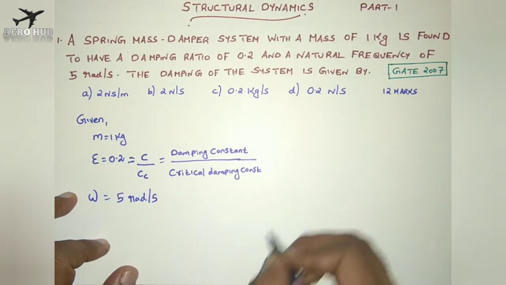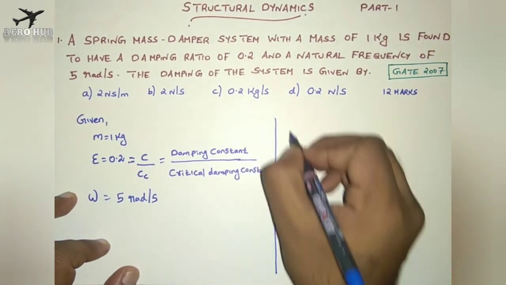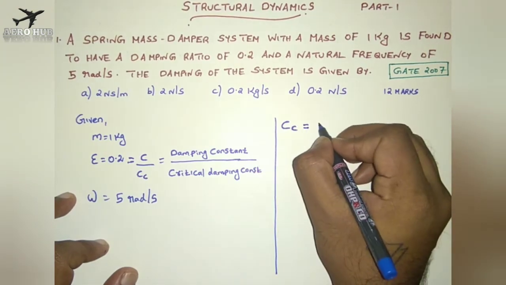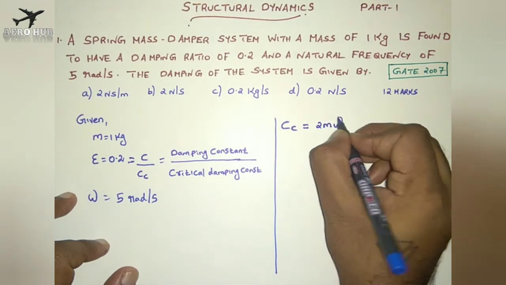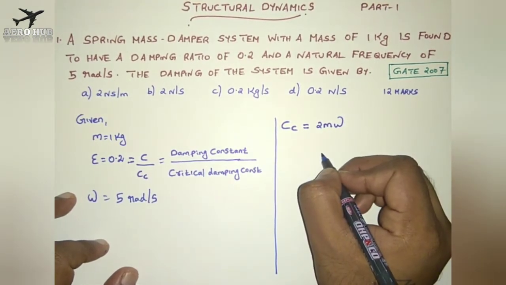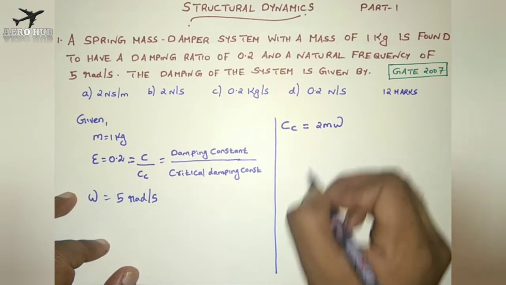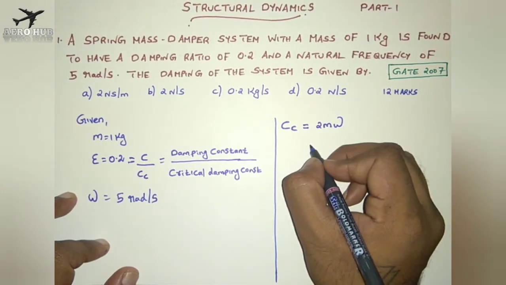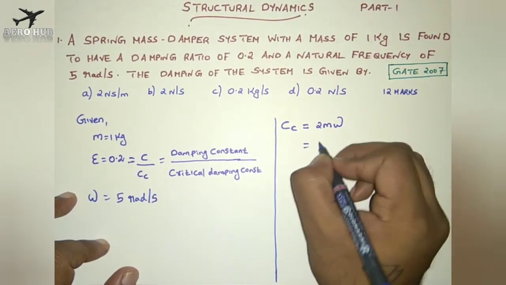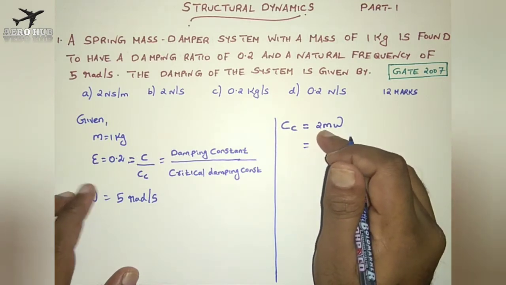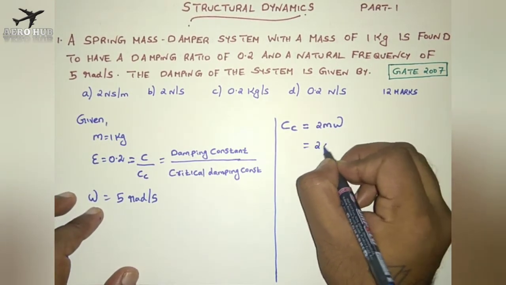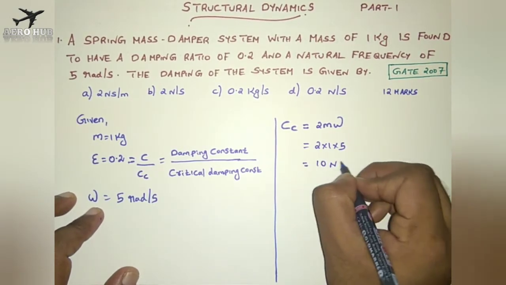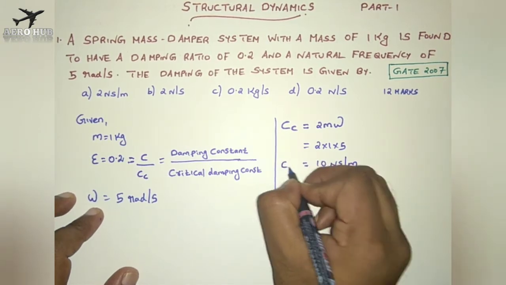If you remember, the critical damping constant is given by 2 into mass into omega. This is the formula to calculate the critical damping constant. You can make a note of the formulas I am using for solving the problem, and you can try out the problems on your own. We have the value of mass and omega, so it will be 2 into 1 into 5. That will be 10 Newton second per meter. This is the value of the critical damping constant.